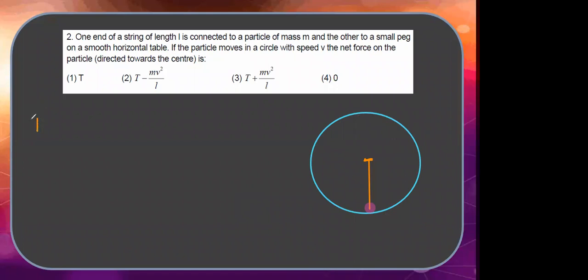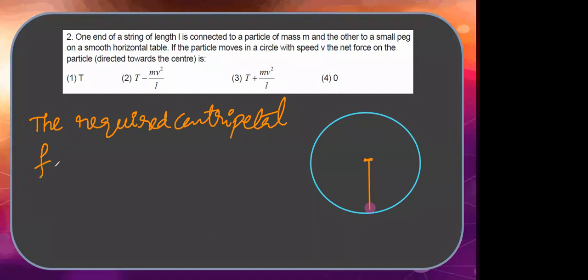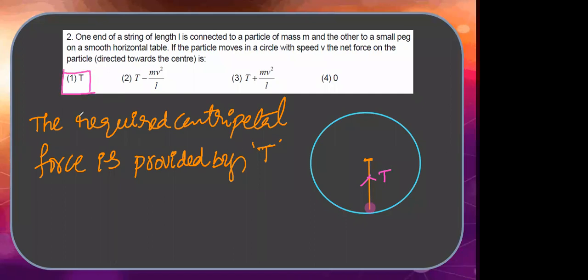In this case, the required centripetal force is provided by tension. T for tension in it. Tension will be there. The necessary centripetal force is provided by the tension in the string. That's why this first option is correct. Next.